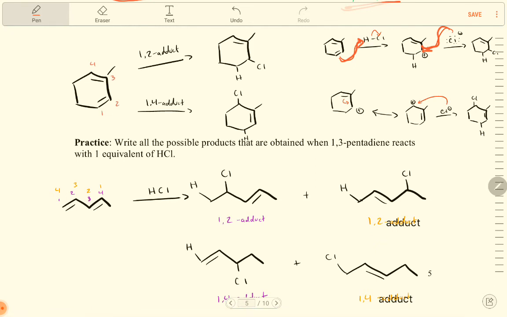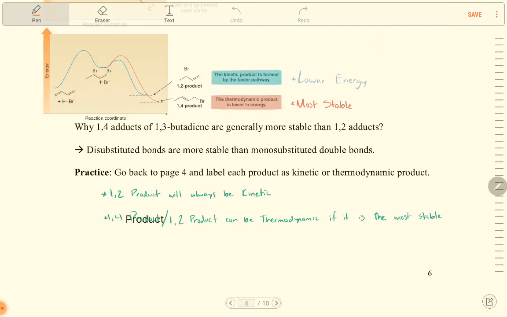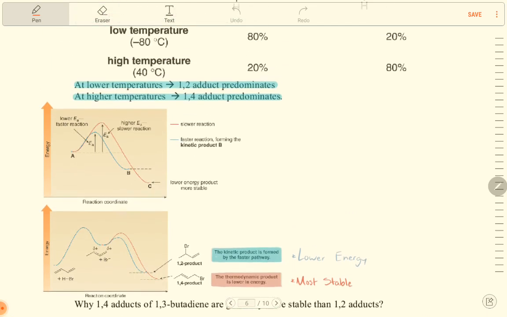This is another possible set of products obtained when 1,3-pentadiene reacts with one equivalent of HCl. 1,3-pentadiene reacts with HCl and it gives a 1,2 adduct, another 1,2 adduct, and this is the 1,4 adduct. So again, it comes with practice. Alright, let me scroll.